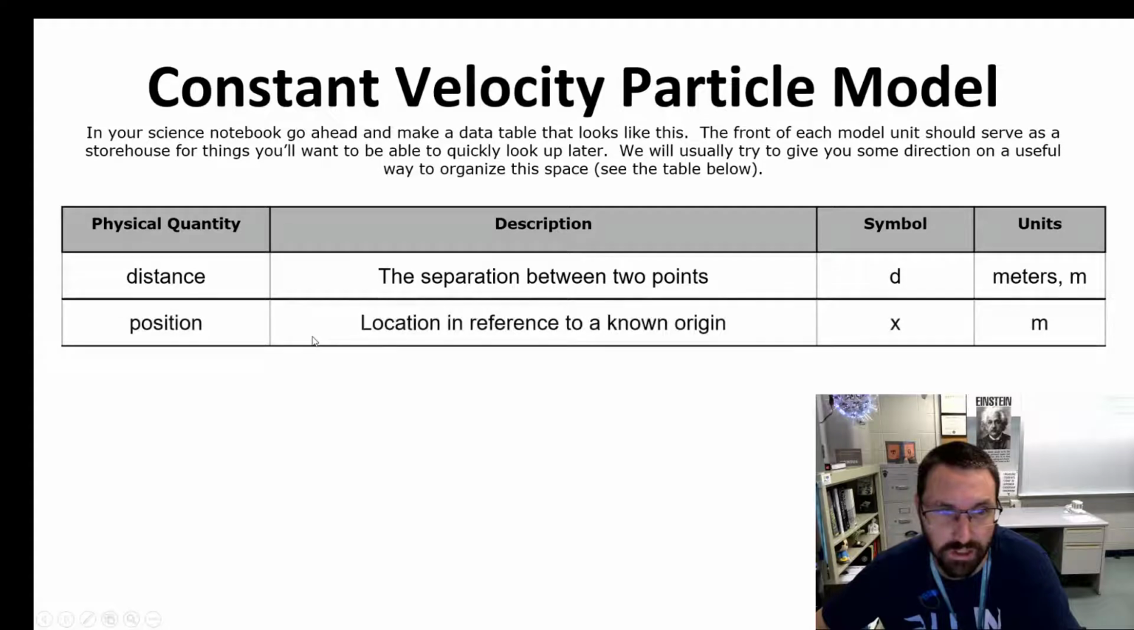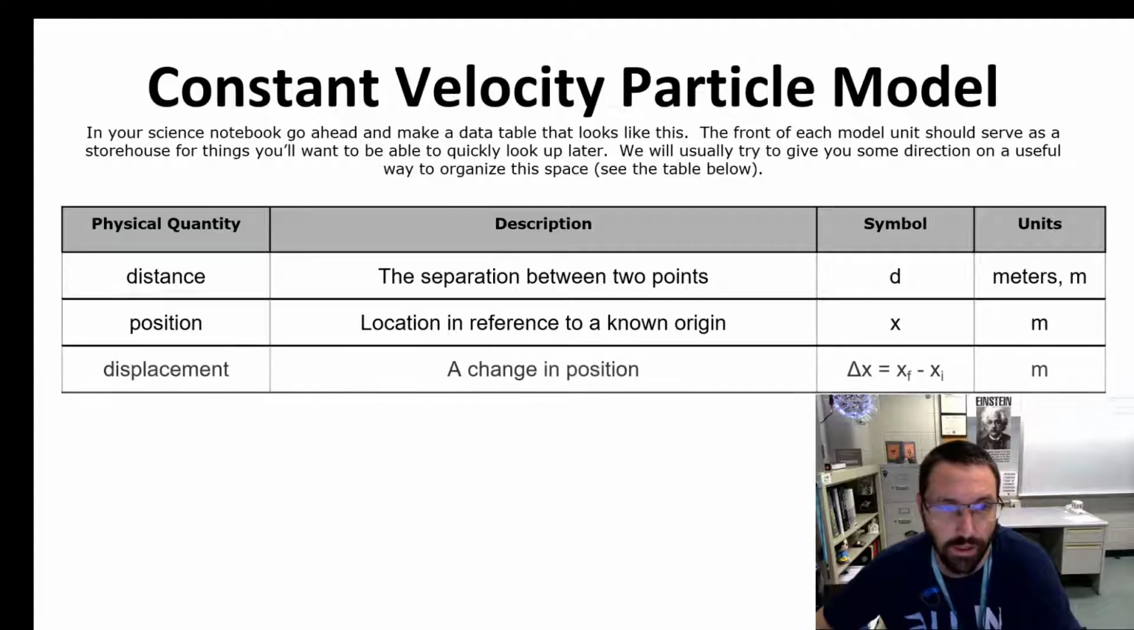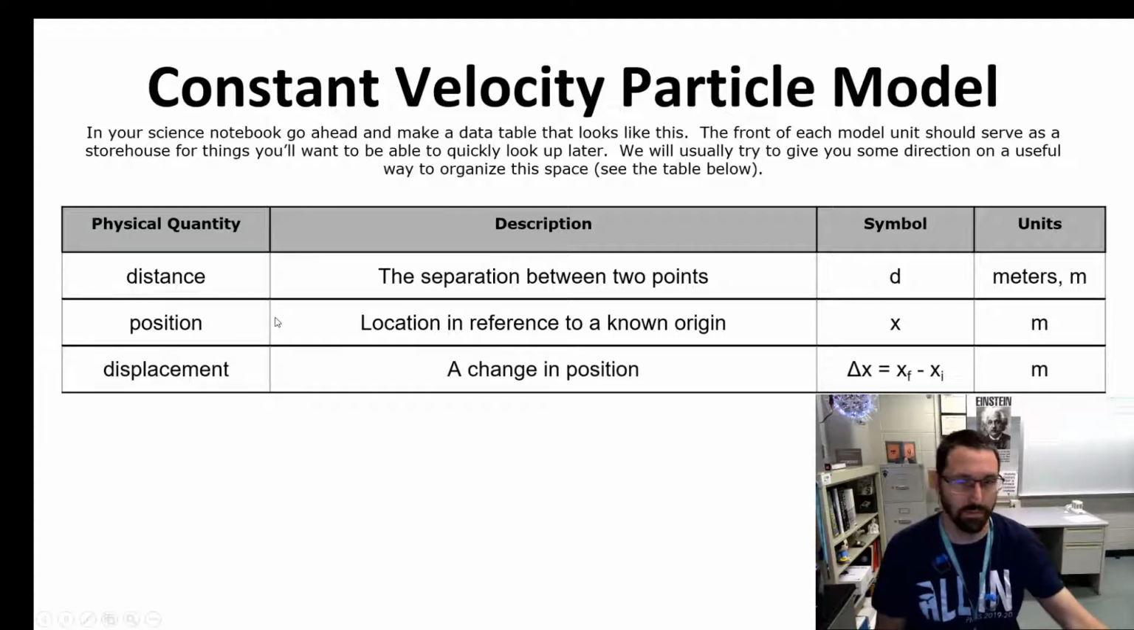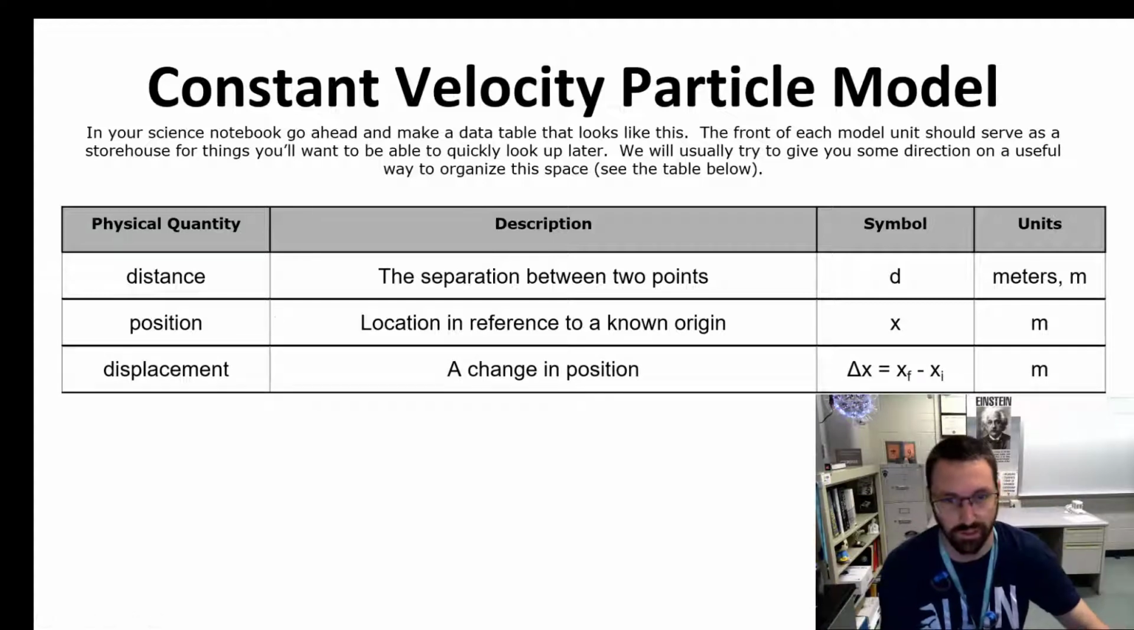Next up is position. We're going to call position the location of something in reference to a known origin. The symbol for position is x. Its unit is also a meter. Third, we have displacement. Displacement is called a change in position.